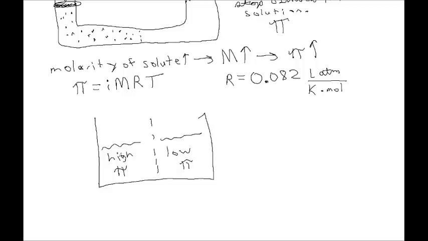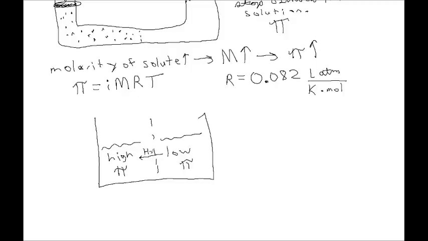So if this compartment has the higher osmotic pressure and this has the lower osmotic pressure, which of the two compartments has the higher concentration of solute? It's the left. Yeah, this is more concentrated. So which way will the water tend to move on net? Will water be moving towards the right or towards the left? Towards the left. Because water follows solutes.